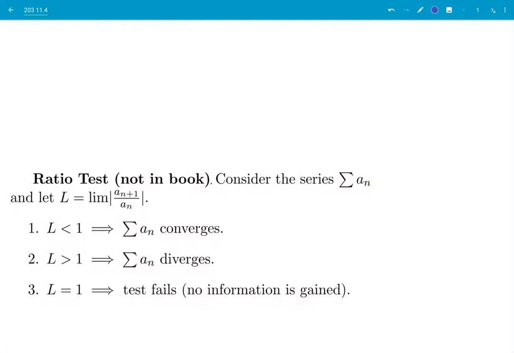Okay, pause and copy. This is not in the book.